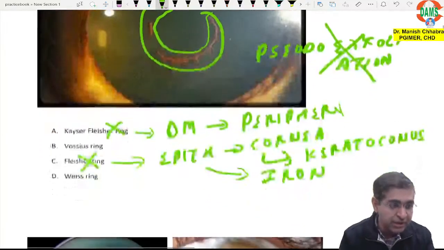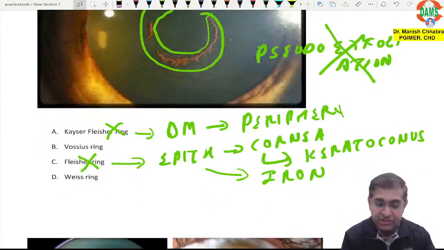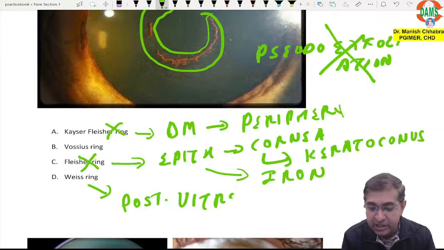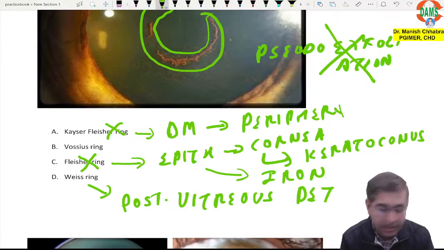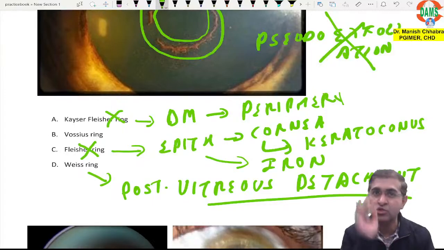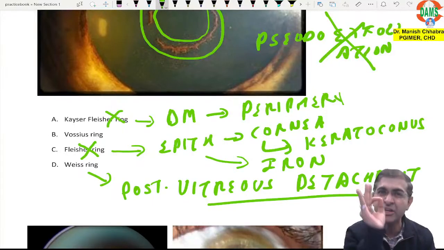Now the Weiss ring. The Weiss ring is actually seen in posterior vitreous detachment. I am going to show you the images. Don't worry, study live. I told you in the evening in the DAMS-eMedicoz Telegram group that today's discussion is going to be very crisp and very concise.